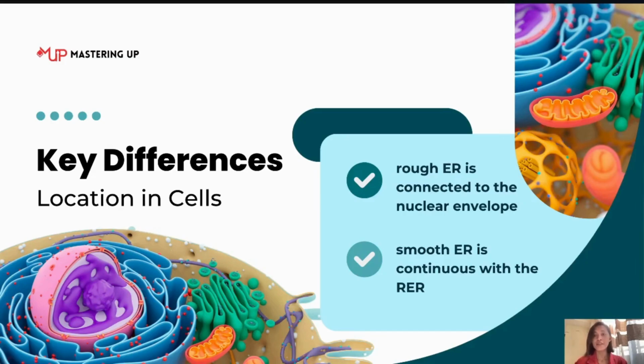Then lastly, the location in cells. Rough ER in cells that produce proteins. Cells that produce a lot of proteins have a large amount of rough ER. Think about pancreatic cells which produce insulin, a protein that regulates blood sugar. These cells need a lot of ER to make insulin and other proteins. Another example is muscle cells, which also need tons of proteins for growth and repair, so the rough ER is highly developed. Rough ER also starts from the nuclear envelope.